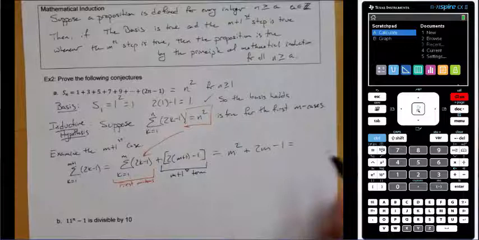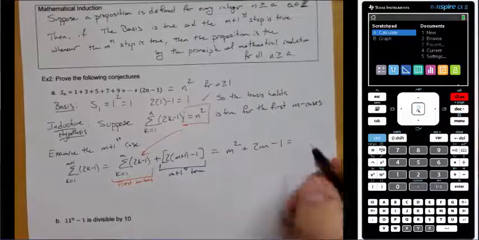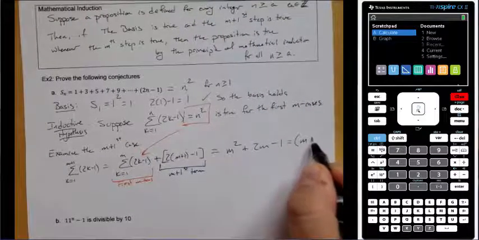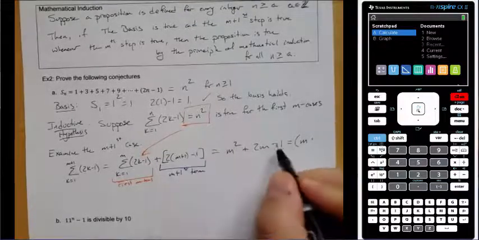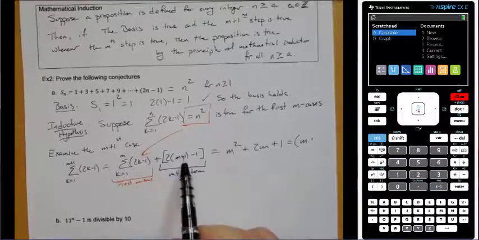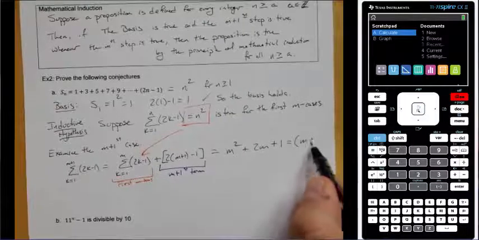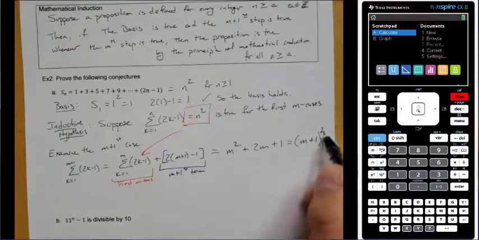And, well, what do you know? This actually factors. Oh, sorry, that's not a minus, that's a plus. Yes, 2 minus 1 is plus 1. This factors to m plus 1 squared.